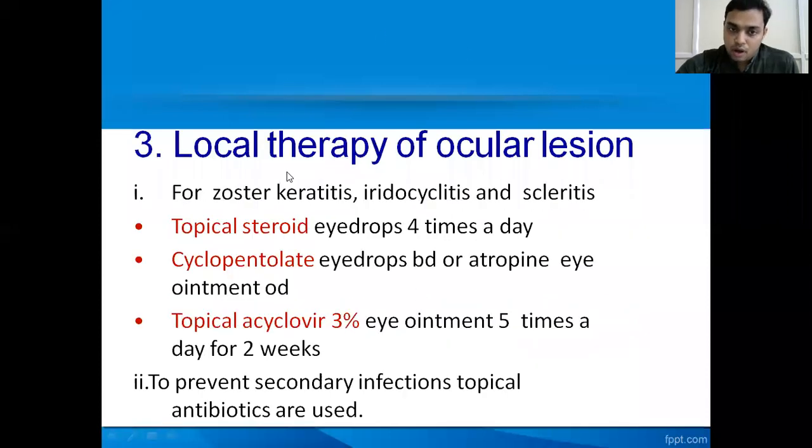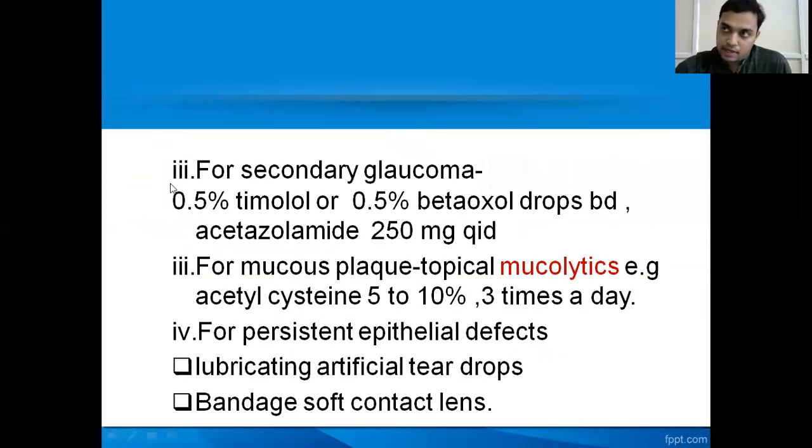And in case of ocular local therapy, we give topical antiviral, cyclopentolate eye drops, steroid eye drops, and antibiotics to prevent the secondary infection. As secondary glaucoma is a complication of herpes zoster ophthalmicus, we treat it with the help of beta blockers like timolol, betaxolol, and acetazolamide. And as it is associated with mucous conjunctivitis, mucolytics like acetylcysteine can be given. In case of persistent epithelial defects, we give lubricant eye drops and bandage soft contact lens, so that they promote the healing of the epithelium.